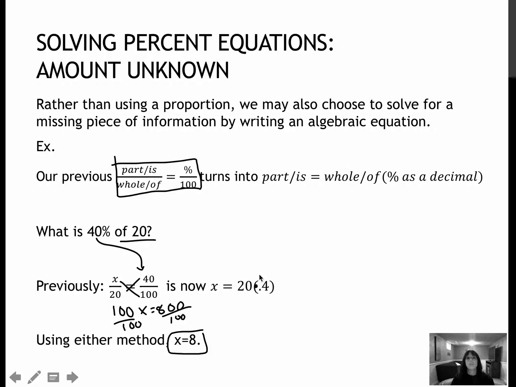Well, now I'm going to use this: whole times percent equals part. So the part equals 20, which is the whole, times the percent of 40%. The only thing that you really have to be careful of here is that in our previous example, I put the entire percent over 100. Now I can't do that because it's not over 100. I have to turn that percent into a decimal, which is why I used 0.4 rather than 40.